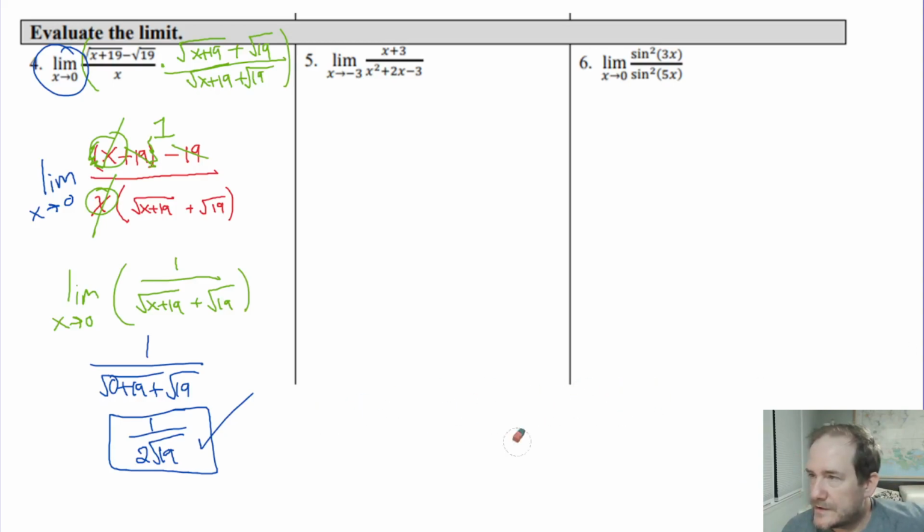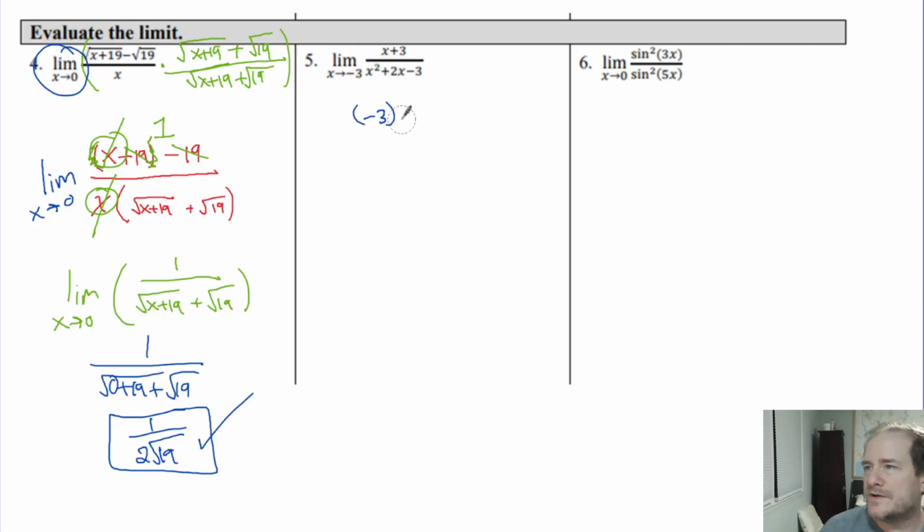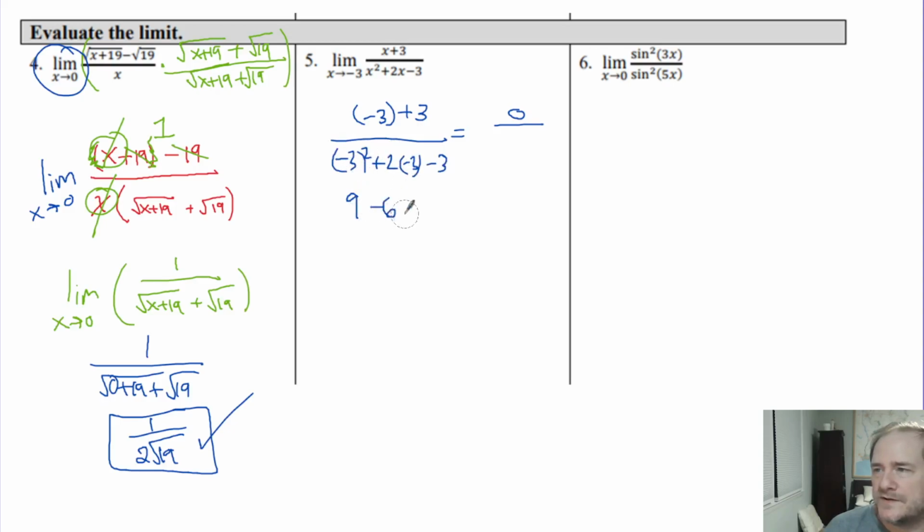All right, next. All right, this guy again, I forever live in hope that maybe I can just plug in, but -3 plus 3, that kind of shatters my hope because it looks like I'm getting 0. But you never know, maybe the denominator won't be 0. -3 squared plus 2 times -3, take away 3. That's, of course, positive 9, take away 6, take away 3. Ah, damn it. That's 0.